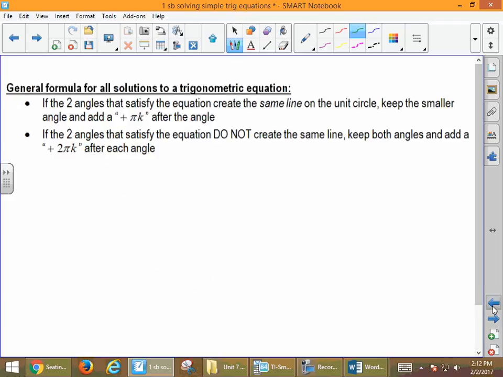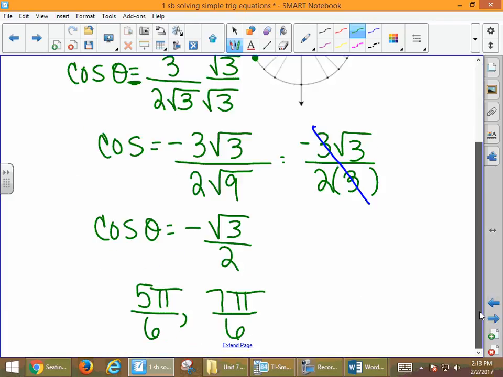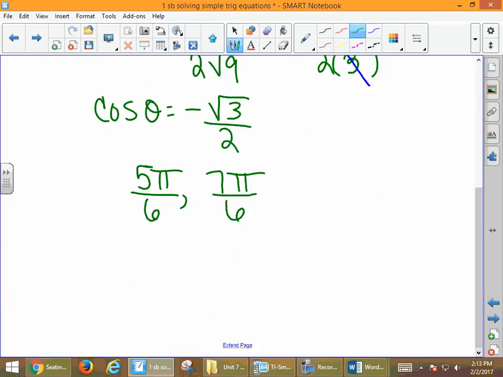If the two angles that satisfy the equation do not create the same line, we didn't create a diameter, keep both angles and add a 2 pi k after the angle. So we're going to take 5 pi over 6, and we're going to add 2 pi k.